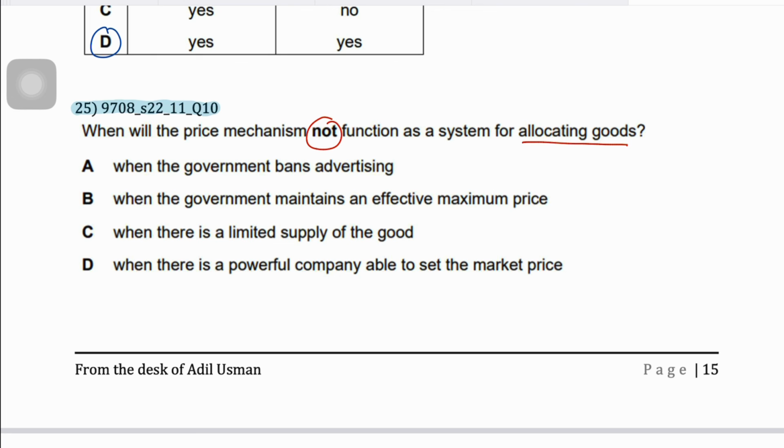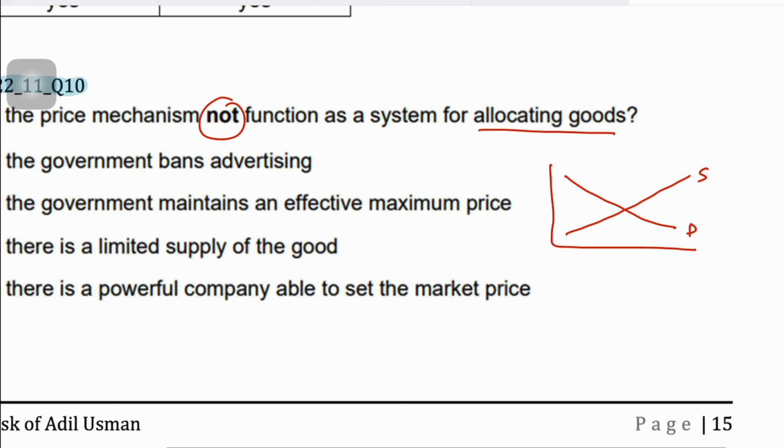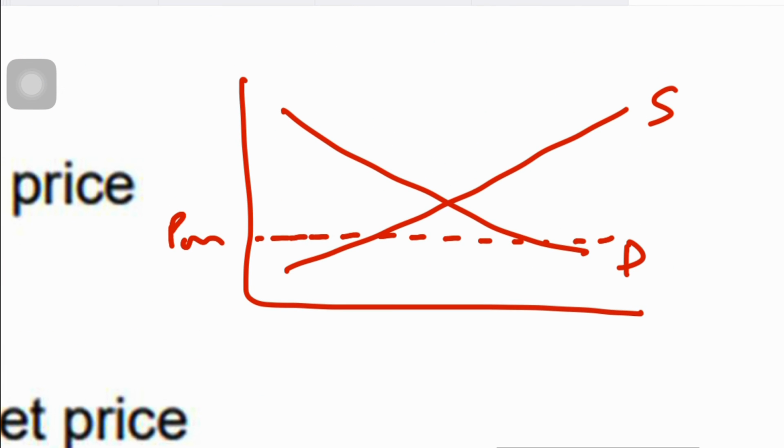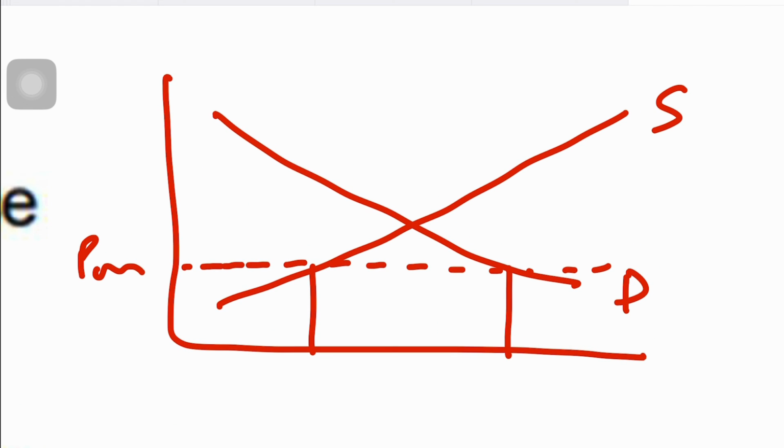So the answer to this question is B, because if the government maintains an effective maximum price, so let's say you have a maximum price below the equilibrium, and we know that a maximum price would result in a subsequent shortage, right? And if this was a free market economy, where there are no government restrictions on the prices to move freely up and down, the price mechanism would have ultimately restored this equilibrium, because there's a lot of tendency for change to take place.